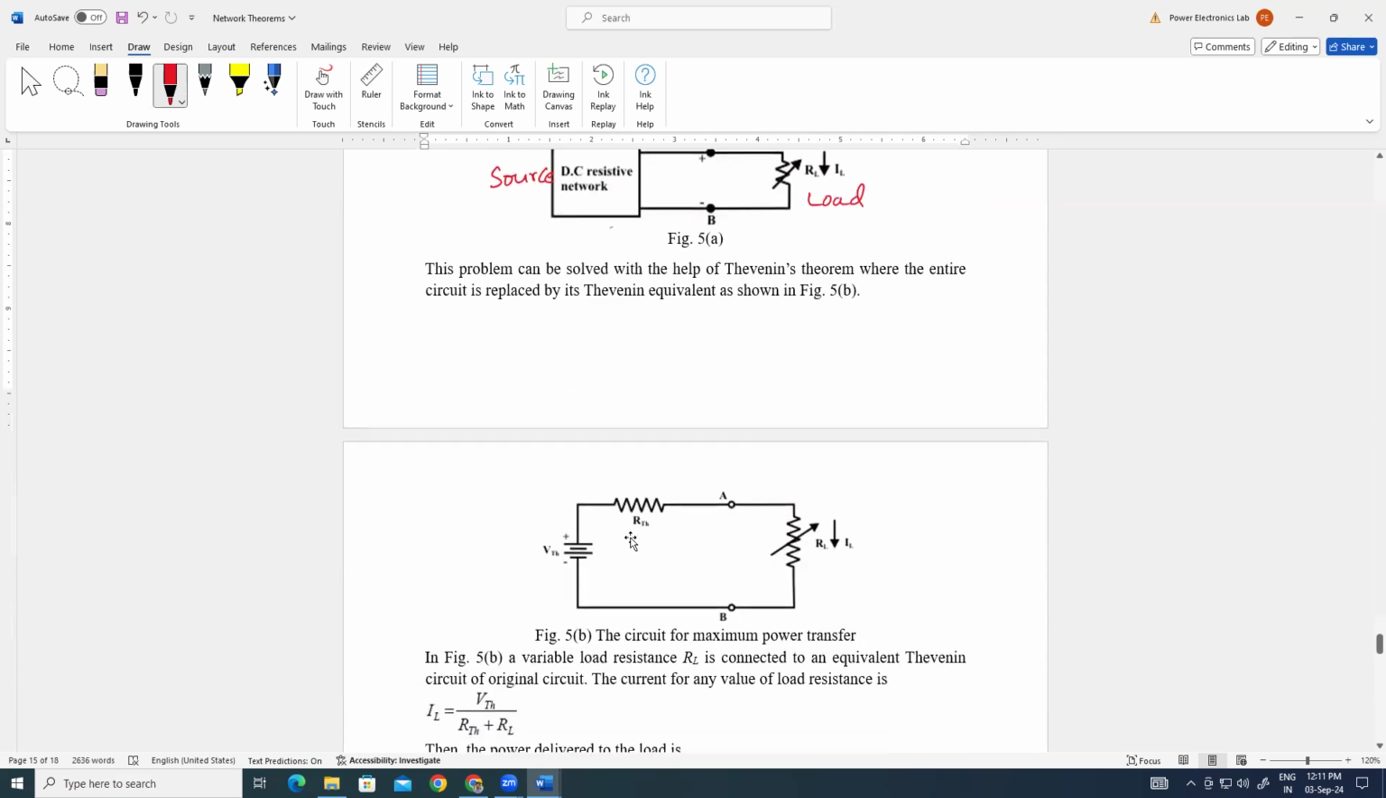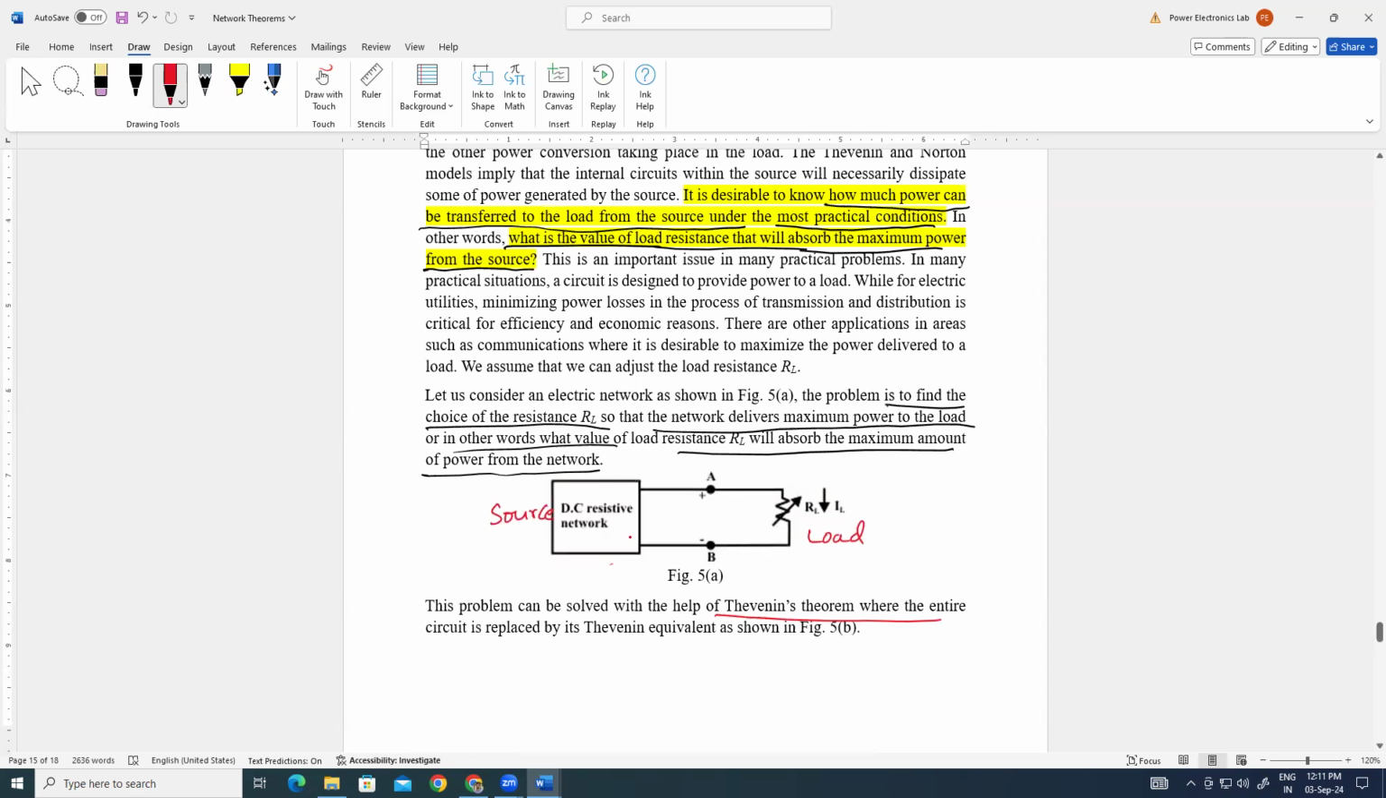So the problem can be solved with the help of Thevenin's theorem, because we know that the power at the load will be IL square into RL. If the current flowing through this branch is IL, the power will be IL square into RL. So what will be the maximum power, and what will be the expression for maximum power transferred from source to load? That we have to identify.